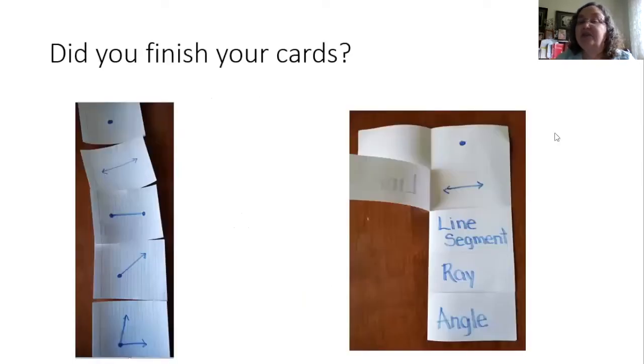So now, did you finish your cards? Your cards should look something like this. You see my point, my line segment, my ray, and my angle. And if I was doing the folding book, you see how it would be so that now I can open up each section and see those pictures.